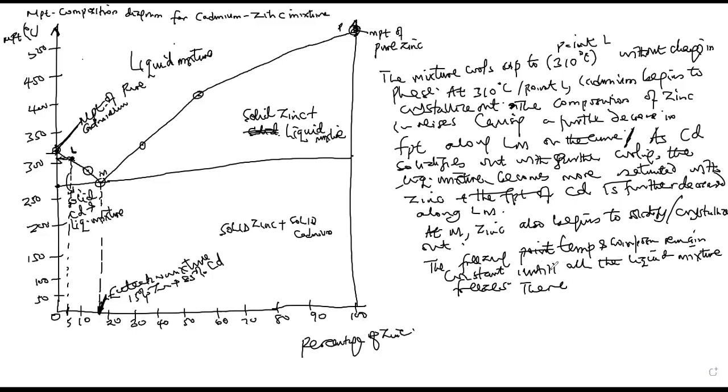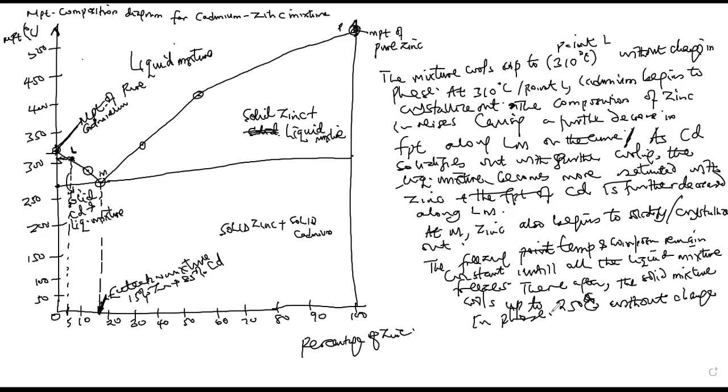Thereafter, because they told us to describe when it was cooled up to 250 degrees Celsius, the solid mixture cools up to the temperature you are told, up to 250 degrees Celsius, without change in phase. So that is what we are having. It cools without change in phase.